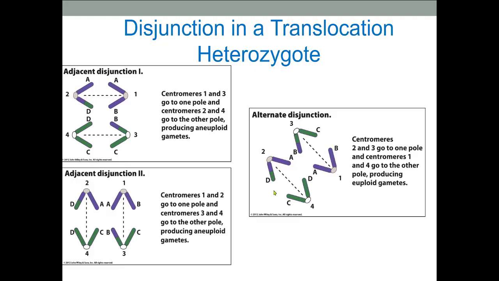Okay, so again, there's a little bit of randomness here depending on how things line up at the metaphase plate. But once we get through this, then the gametes from this would be just fine. They've got all the genetic material they need.